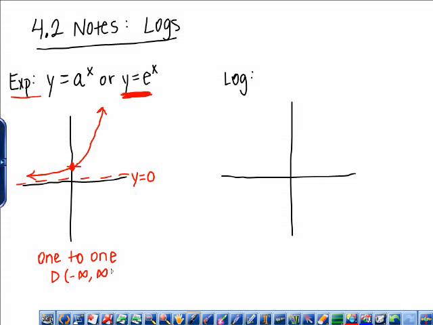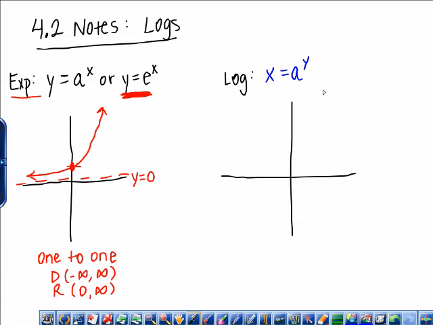The range, though, is going to be all the numbers greater than 0, and we've covered this with parent functions. We're going to have from 0 to infinity, parenthesis, not bracket. Alright, now for logs, I'm going to switch colors up here. Remember, if these two things are inverses, what we would do is we would switch x and y. So we would have x equals a to the power of y.